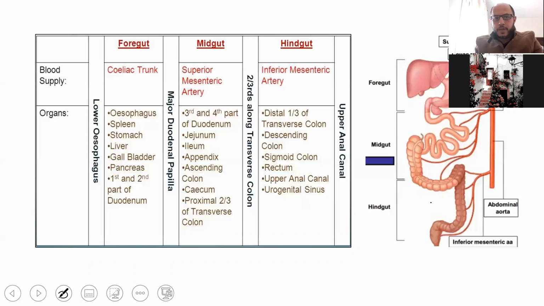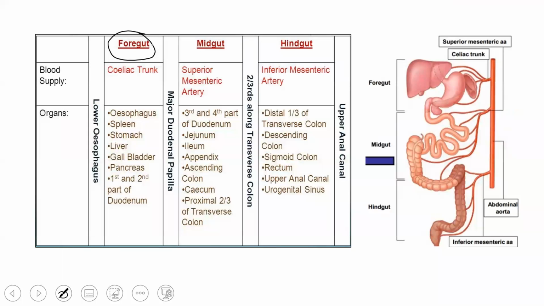Those 3 parts are supplied by the branches of the aorta, the thoracic aorta and abdominal aorta. You have 3 branches: the celiac trunk, the superior mesenteric artery, and the inferior mesenteric artery. Each branch supplies one part. The celiac trunk supplies the foregut, the superior mesenteric artery supplies the midgut, and the inferior mesenteric artery supplies the hindgut.